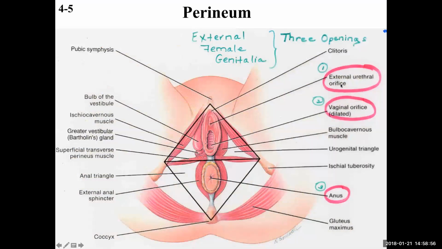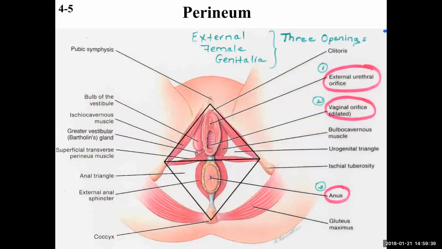Here you can see the three openings: the external urethral orifice, then the vaginal opening, and then the anus. And then up here we have the clitoris. Bartholin's glands are near the opening and they secrete a lubricating fluid during arousal. Several female reproductive structures are important in sexual arousal: the vagina, the labia minora, and the clitoris all engorge with blood and enlarge during sexual activity.